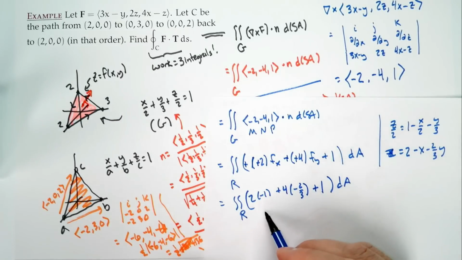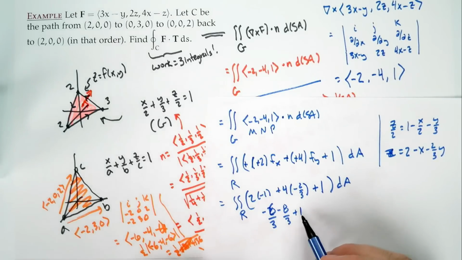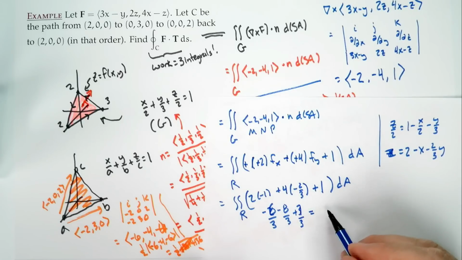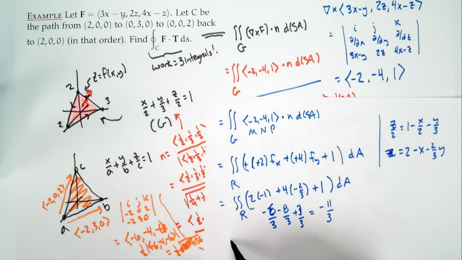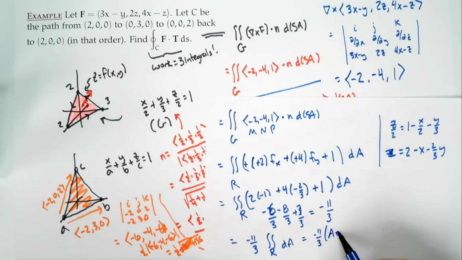We can figure this out. -2 minus 8/3 plus 1. Well, -2 is -6/3. So minus 14/3 plus 1, which is really 3/3. This gives us a grand total of minus 11/3. So this is what? Minus 11/3 times the integral of your region of dA, which is minus 11/3 of the area of R.